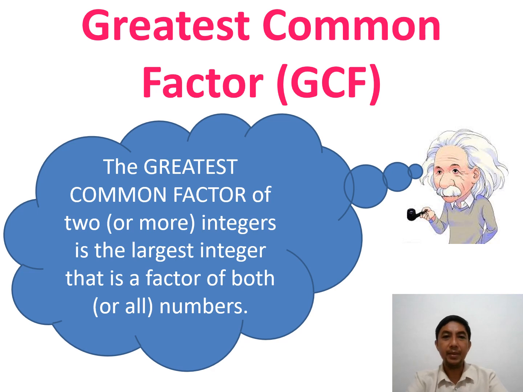Okay, so next topic is all about the greatest common factor or the GCF. Okay, so your knowledge of prime numbers and divisibility rules can be applied in this particular topic. So what is the greatest common factor? The greatest common factor of 2 or more integers is the largest integer that is a factor of both or all numbers.